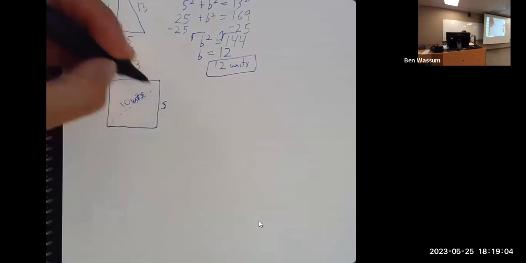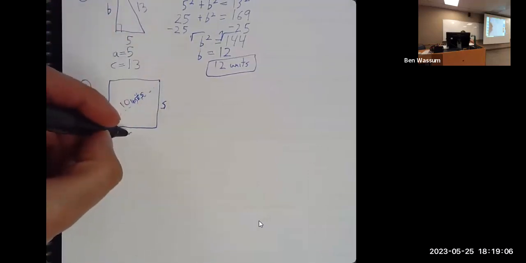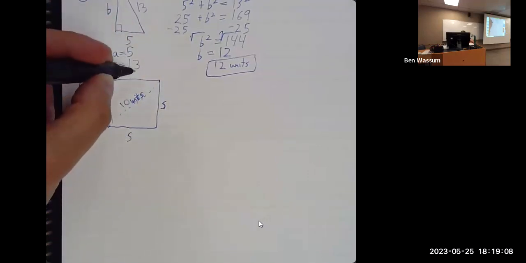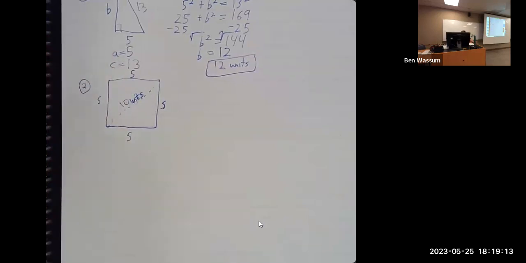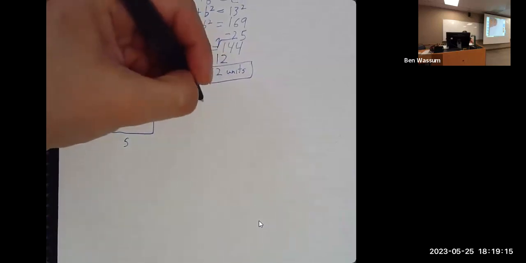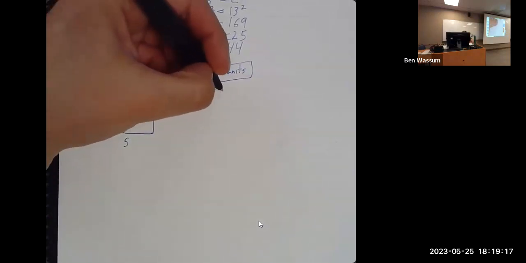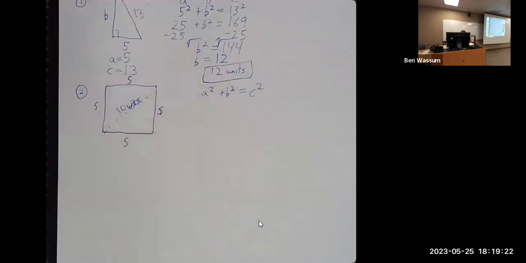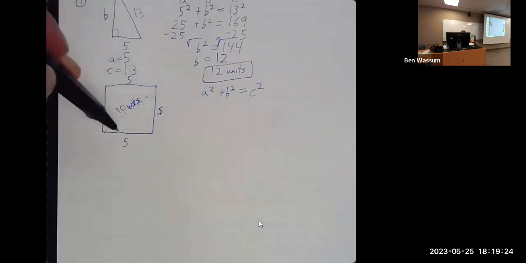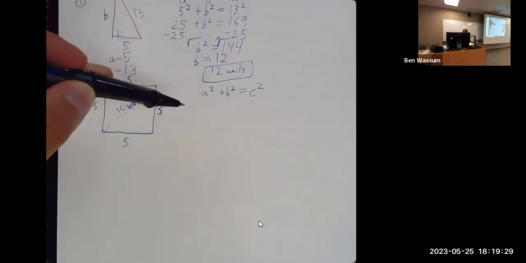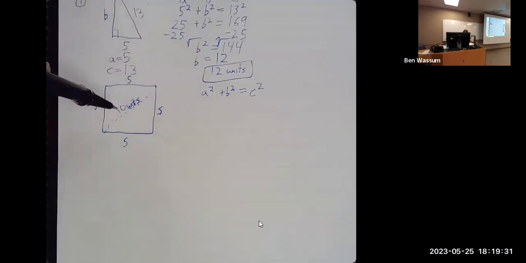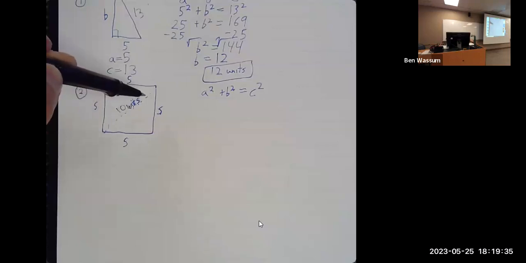I don't know what variable to call it, so how about S for side? We don't know what that is. All we know is this guy. Well, that's enough, actually, because if I was using the Pythagorean theorem, yes, we normally need to have 2 pieces of information to be able to solve this. And we only have 1. But what we also have is the fact that all the sides are the same.